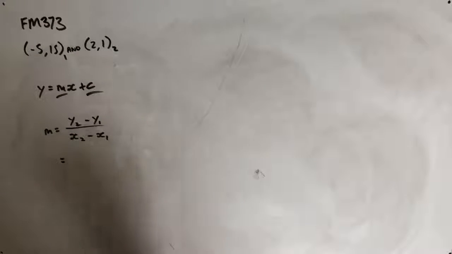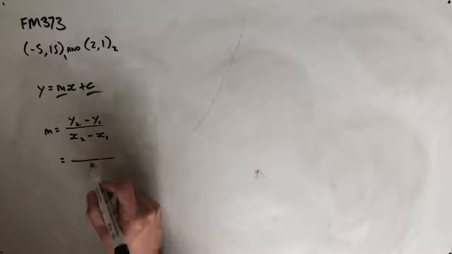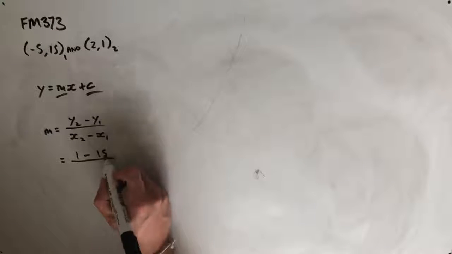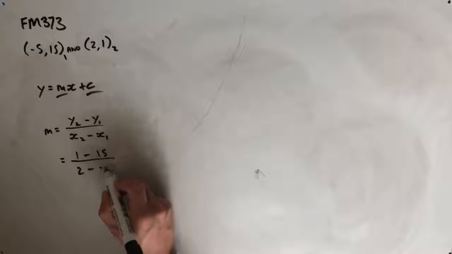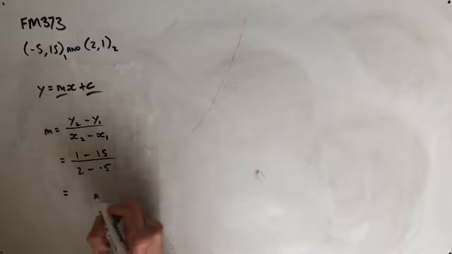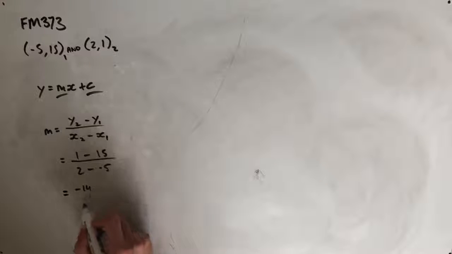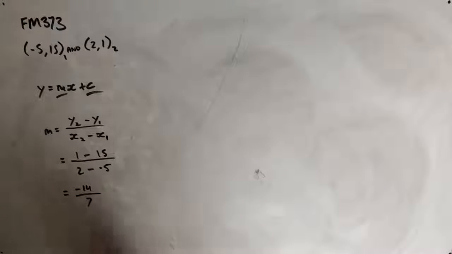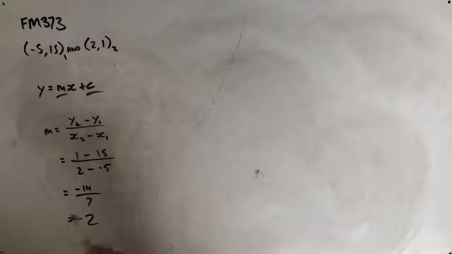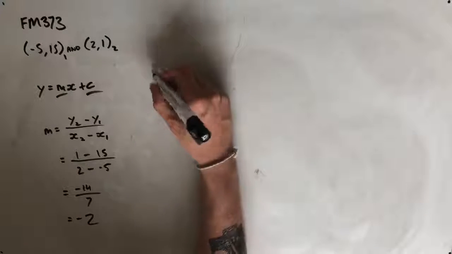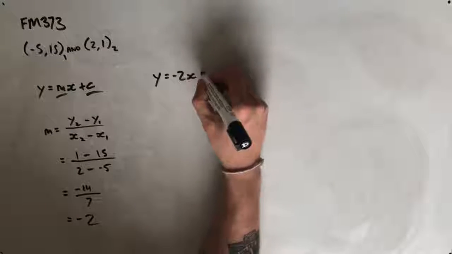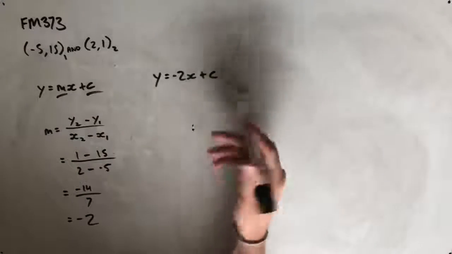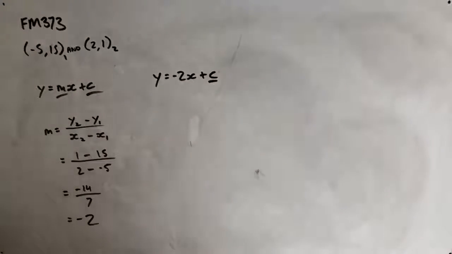So in order to find out y2 minus y1, we're going to be looking at 1 minus 15 over 2 minus -5. So 1 minus 15 is going to give us -14, and 2 minus -5 ends up being 2 plus 5, so that's going to be over 7, which then gives us a value of -2. You can do this in your calculator and it should spit out that answer for you straight away. So now that we know that m is equal to -2, we have y equals -2x plus c. We need to find this value of c.